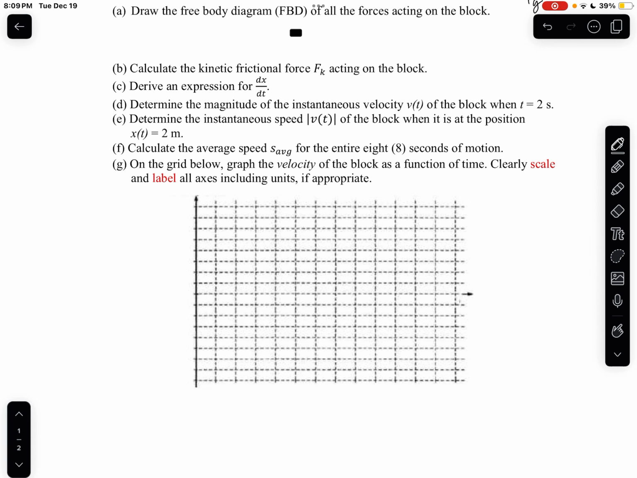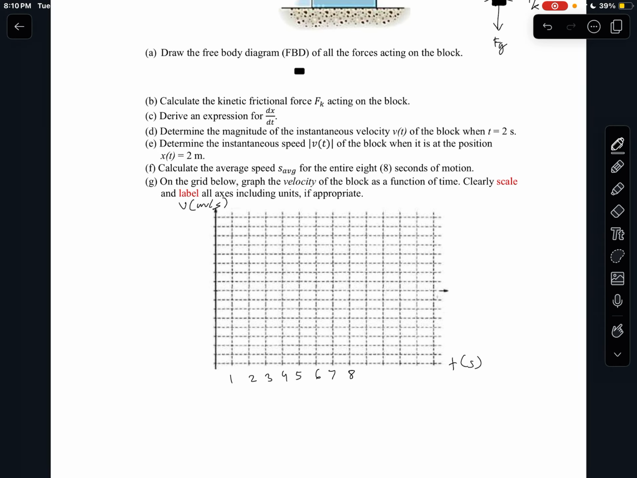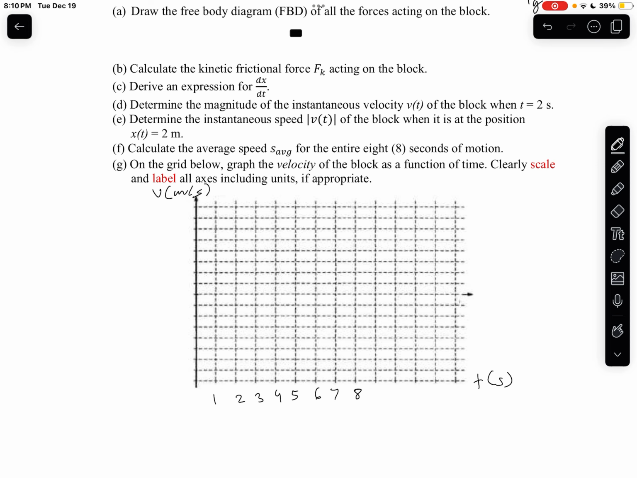Okay, and now there is part G left. Part G, I didn't really like doing this, but it's okay. So this is the x-axis and this is the y-axis. Let me do 1, 2, 3, 4, 5, 6, 7, 8. I'm just going to find the velocity at all these times so it can help me plot the coordinates.